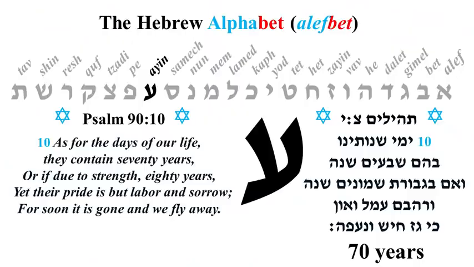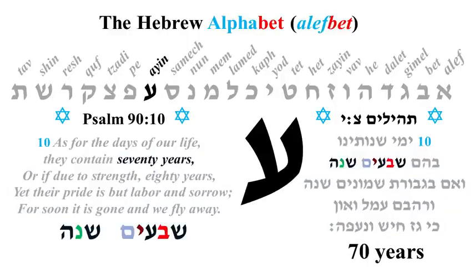Psalm 90, verse 10. As for the days of your life, they contain 70 years, or, if due to strength, 80 years. Yet their pride is but labor and sorrow, for soon it is gone and we fly away. Here's our 70 years that man is appointed, a nice life. 80 if you're strong. And that's interesting. 70 is Ayin. 80 is the next letter, Pei.